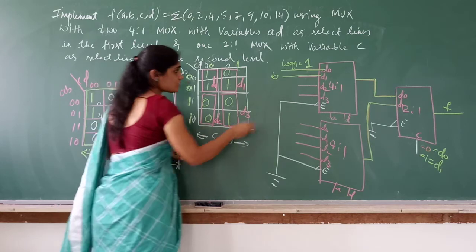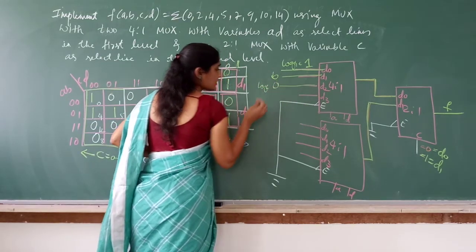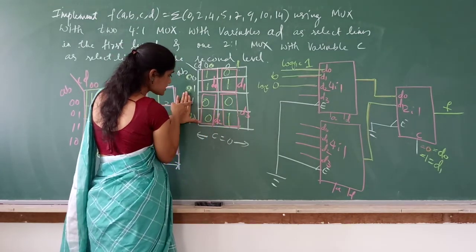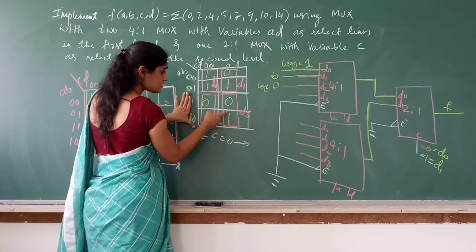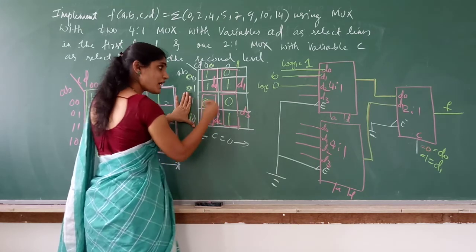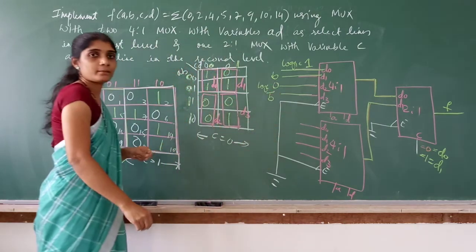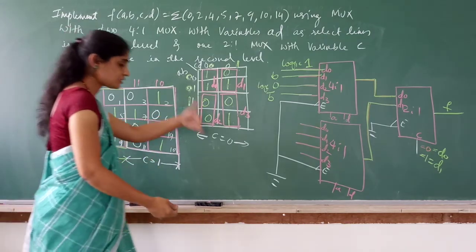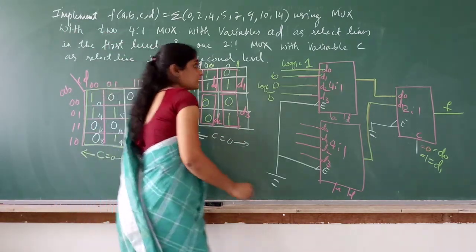D2, both are 0, so this will be logic 0. Okay. What is D3? Again it is different. Compare it with B. Here it is 1, here it is 0. Here it is 0, here it is 1. So D3 is what? B bar. So D3 is B bar. Okay. Correct?